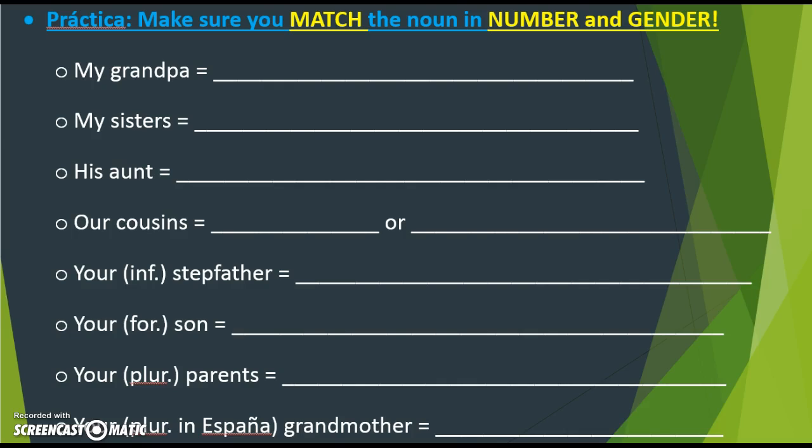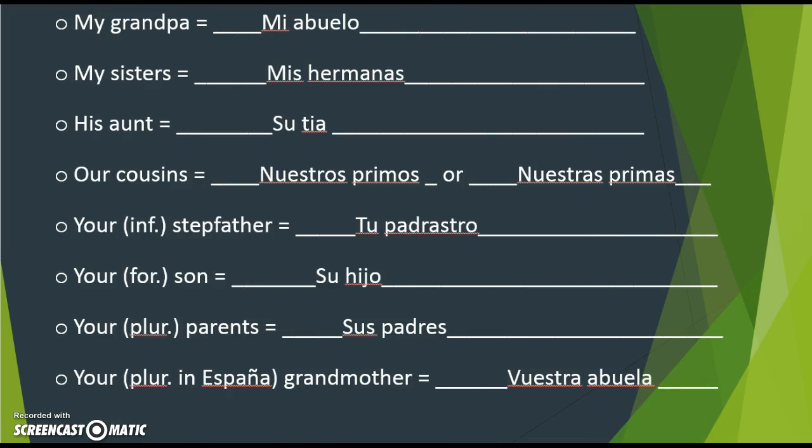Ahora vamos a practicar. Tienes que tener concordancia siempre mientras estás escribiendo estas expresiones en español. Make sure you pause your screen and see if you can figure out the answers to the following. My grandpa, mi abuelo. Mi is singular and so is abuelo. My sisters, mis hermanas. Now the word sisters is plural, so the word mis is also plural. His aunt, su tía. Our cousins, nuestros primos, or if I'm just referring to female cousins, nuestras primas.